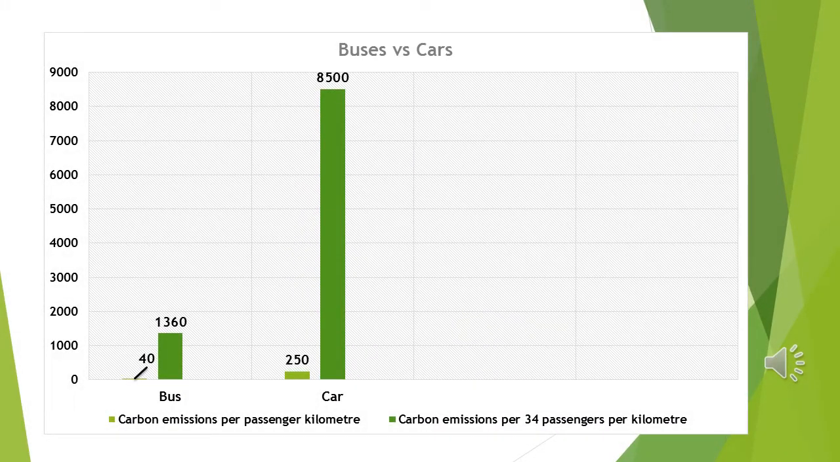The cluster column chart represents the two different data representations found to clearly identify the reduction in CO2 emissions if people choose to take the bus to work as opposed to driving a car. The chart is a visual aid that helps see the reduction in an easy-to-read format.